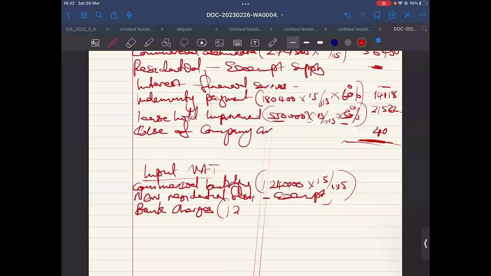But note that the entity is making both taxable and exempt supplies. These bank charges relate to the whole business. So we're going to apportion them, times 15 over 115, then times 60%. You don't claim VAT on 100%. Only the non-taxable portion, no VAT. Does it make sense? Yes.